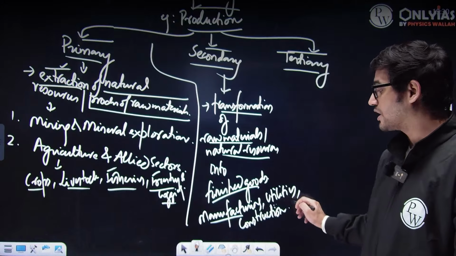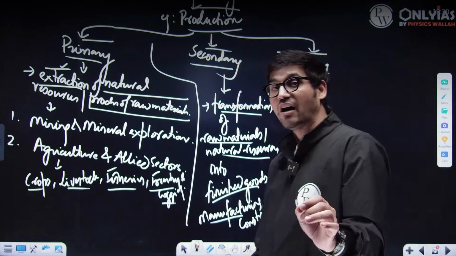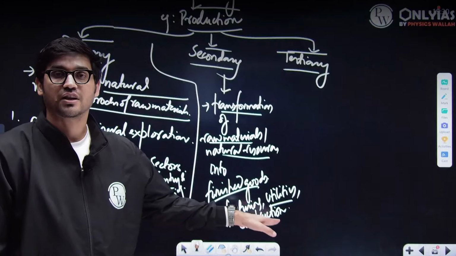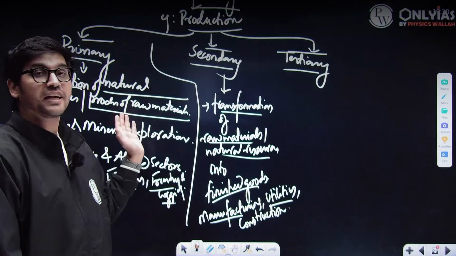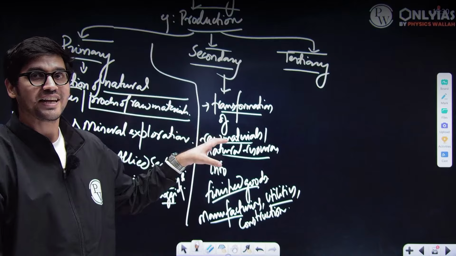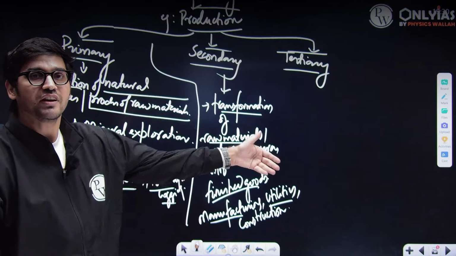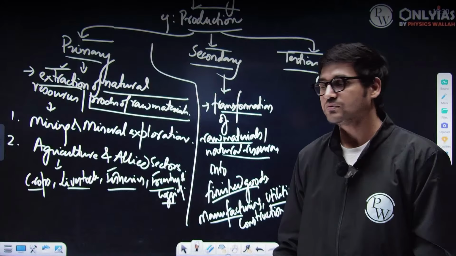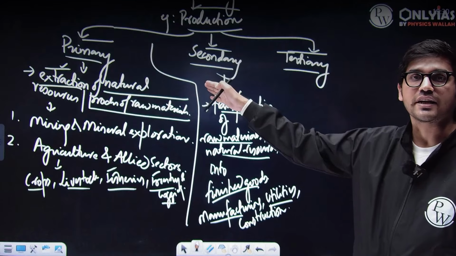Manufacturing, utilities would be about power and water. And this would be construction. Taking raw materials, taking natural resources, converting them into finished goods. This is the secondary sector of an economy.